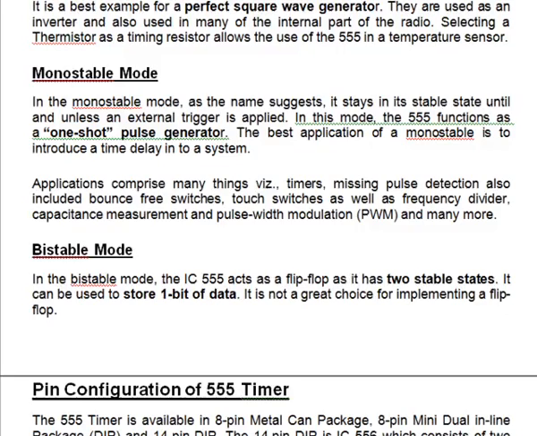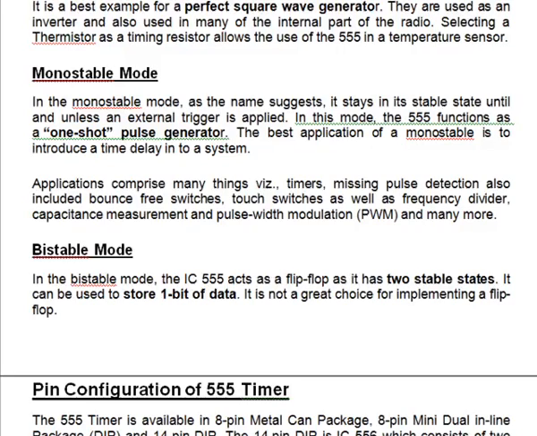Secondly, monostable mode. A monostable mode, as the name suggests, stays in its stable state unless an external trigger is applied. In this mode, the IC-555 functions as a one-shot pulse generator. One of the best applications of monostable is to introduce a time delay in the system.